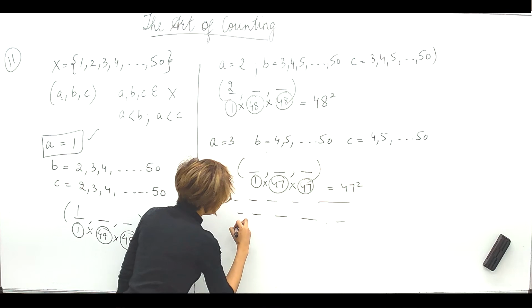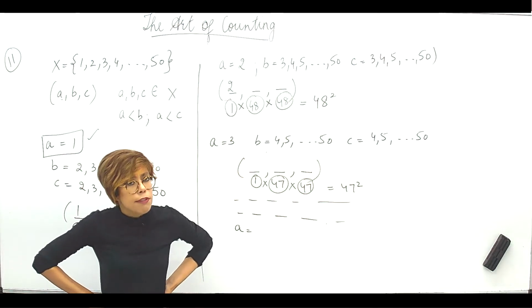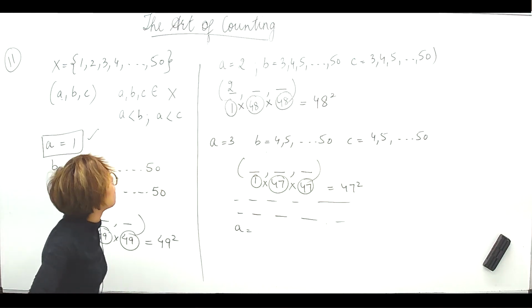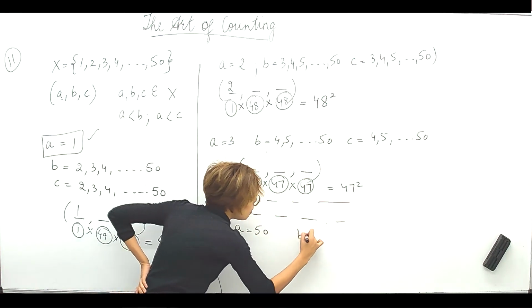Now, how far can A go? We have to be careful about that. Can A be 50? That was the question that I asked before. Now, if A is 50, what will be the possible values of B?